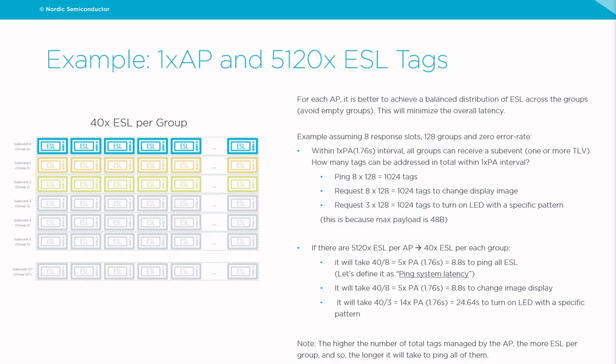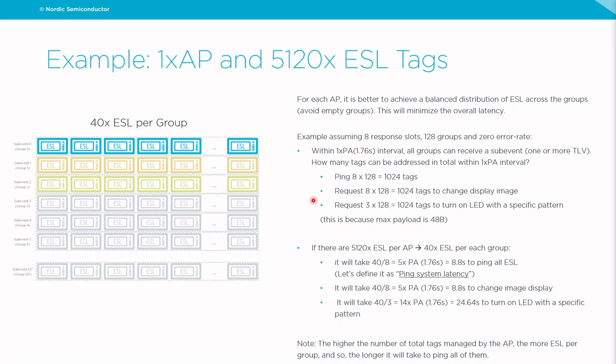we know that in one PA interval, one periodic advertising interval of 1.76 seconds, all the groups will receive a sync packet with some commands. So how many tags can we address in 1.76 seconds? How many TLVs can we send to different tags in different groups within one periodic advertising interval? The mathematics is simple, and here you can see in the slides how this is done. We can, for example, ping or change images in 1024 different tags within 1.76 seconds.